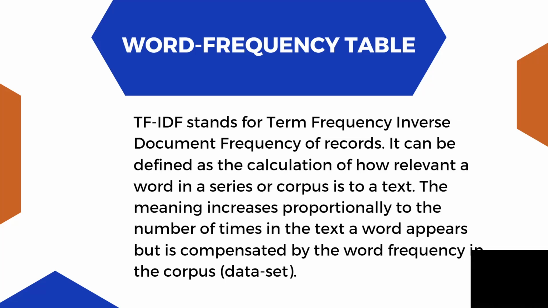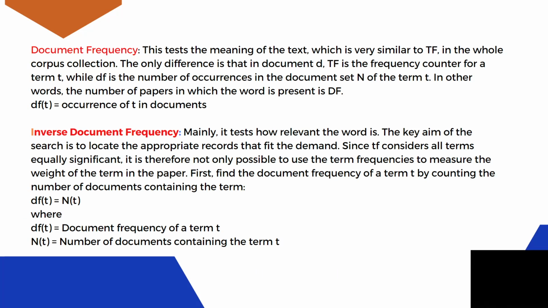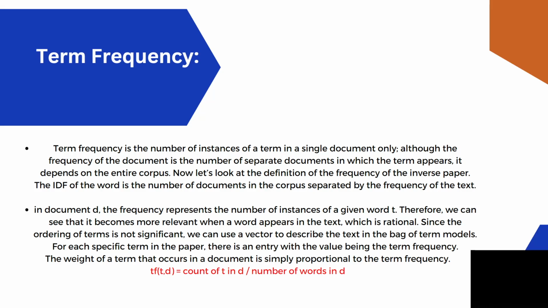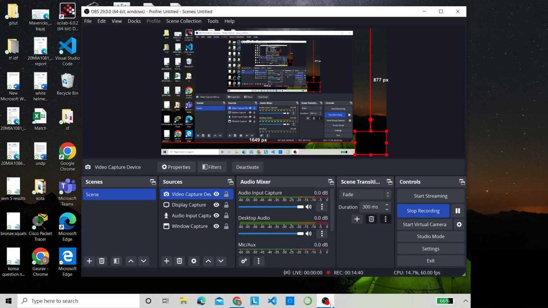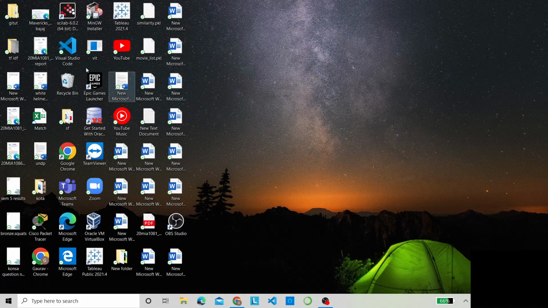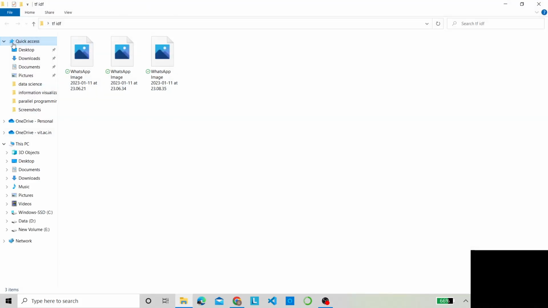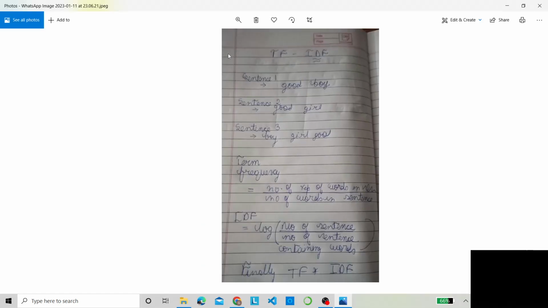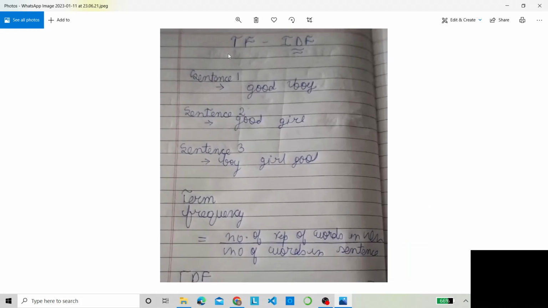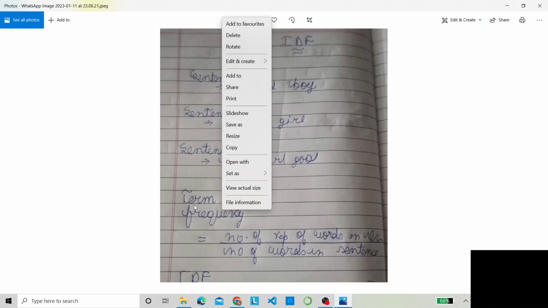So we can take an example to understand what TF-IDF is and what its uses are. I will show you a basic example to understand this. Suppose this is sentence one, good boy. Sentence two, good girl. Sentence three, boy, girl, good. So what is term frequency?